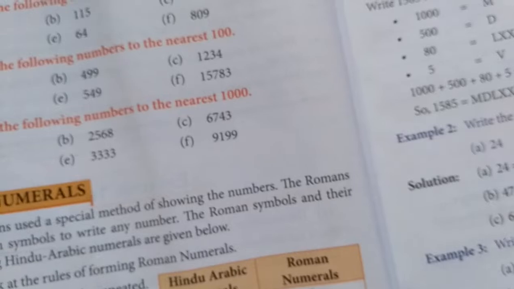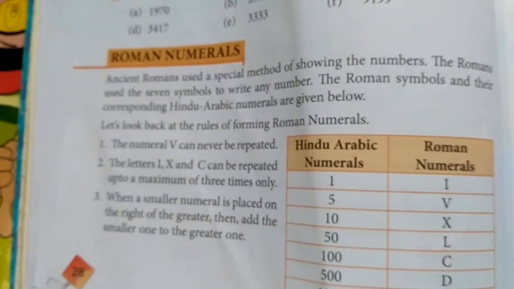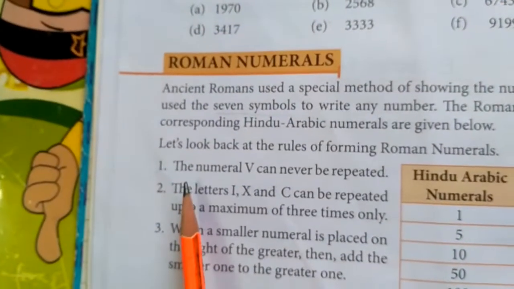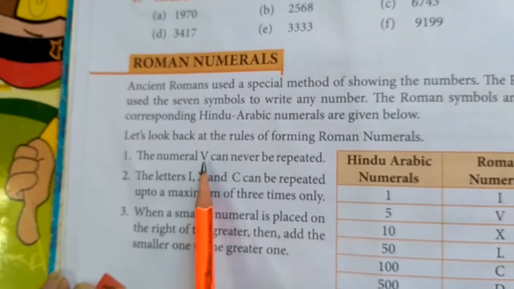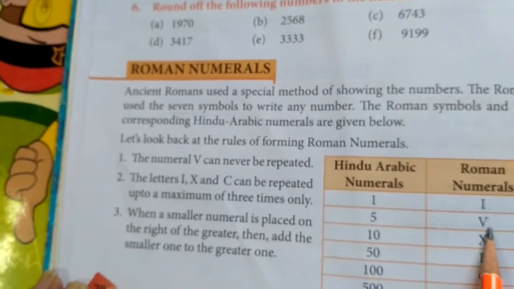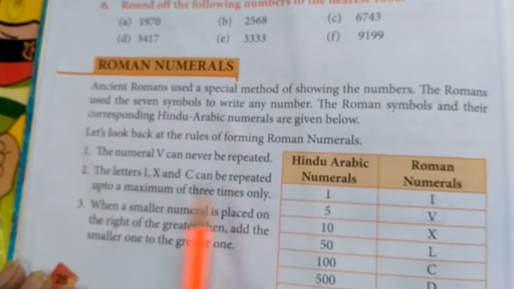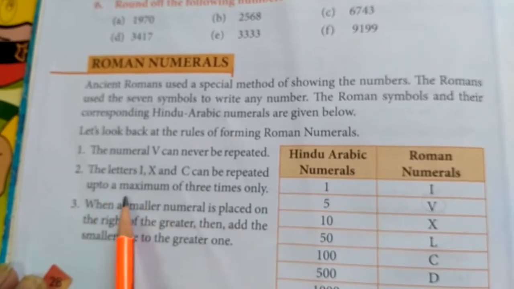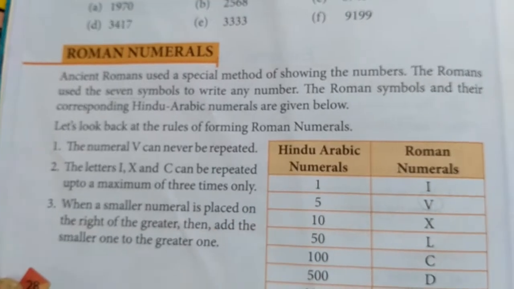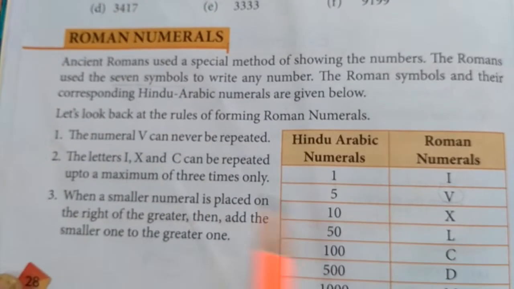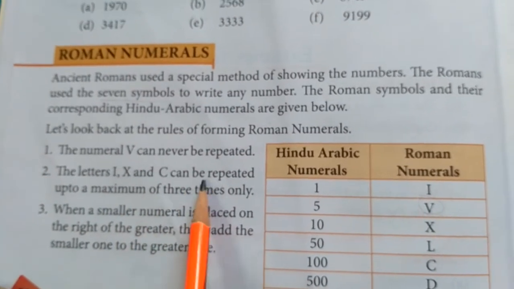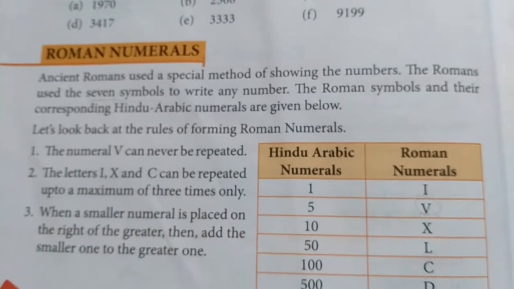Okay. Now there are certain points which we also have to keep in mind while solving problems related to Roman numerals. What are those points? The very first point is the numeral 5, V, can never be repeated. Second, the letters I, X and C can be repeated up to a maximum of 3 times only. If we have to write any numbers using these symbols, I, X and C, then we can repeat these symbols only up to a maximum of 3 times, not more than that.